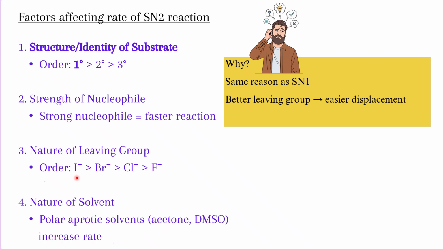Why? Because iodine forms a weak or longer bond with the carbon atom, hence we can easily break that bond and iodine can easily leave the substrate. So we can say that this particular leaving group is better compared to the other ones. So remember these points because there are questions that are based on the factors affecting the rate of reaction.